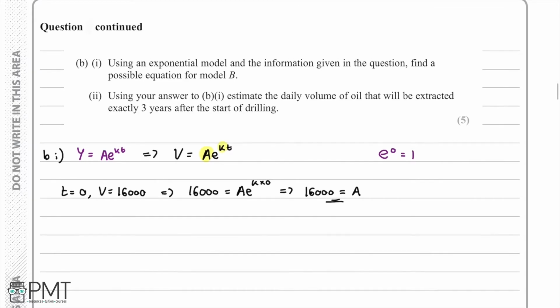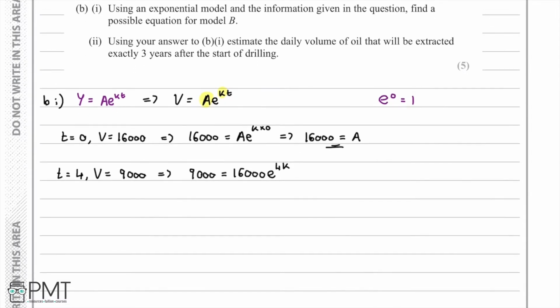So then we can use the next data point we know, which is when t is equal to 4, v is going to be equal to 9,000. And this means that we can then do the same again by substituting our values in, and this time also use our newfound a is equal to 16,000. So we have that 9,000 is equal to 16,000 multiplied by e to the power of 4k.